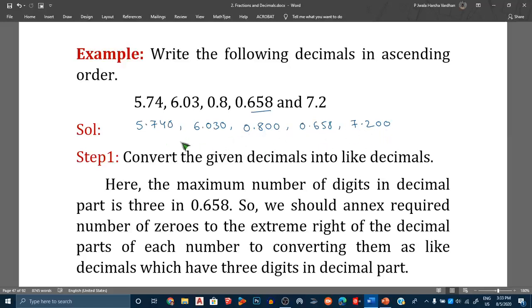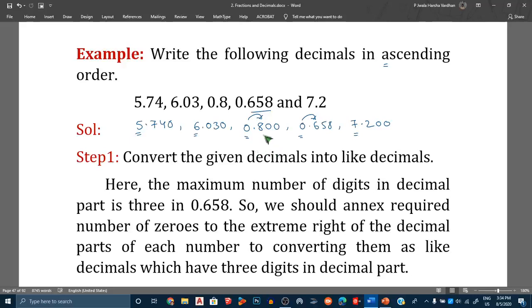Now what is step 2 here? First you have to compare the whole number part only. Don't go to the decimal part directly. In the whole number part, while you are writing in the ascending order, ascending means what? Smaller to greater. So the smallest one here is 0. 2 zeros are there here. So now when the whole number part is equal, then you have to compare the next coming decimal part, you have to check the 1/10 part.